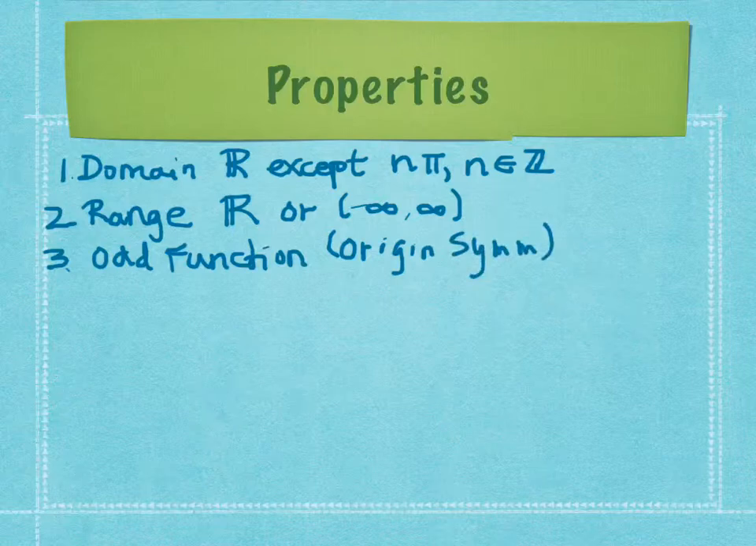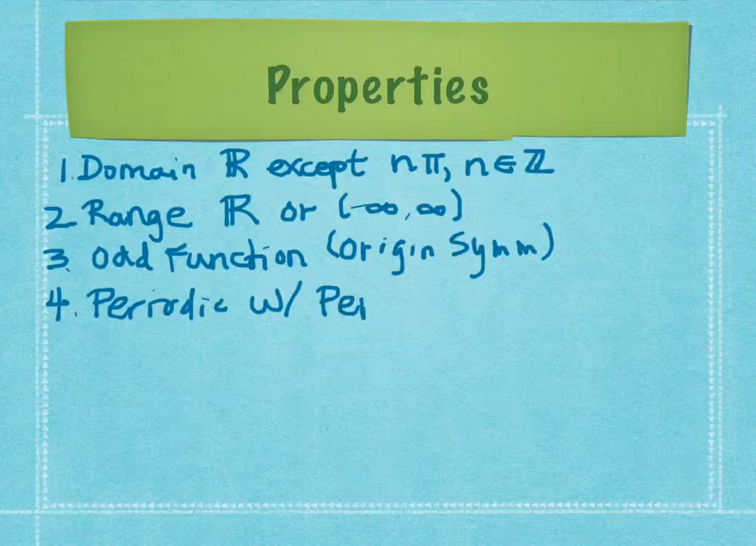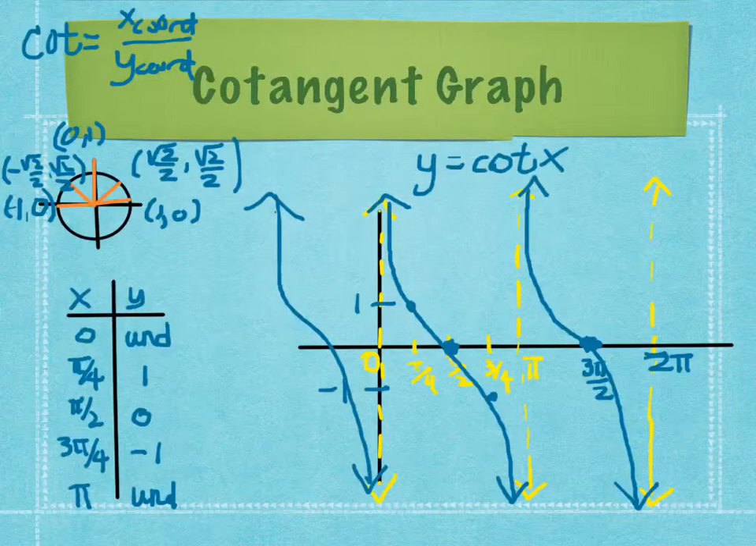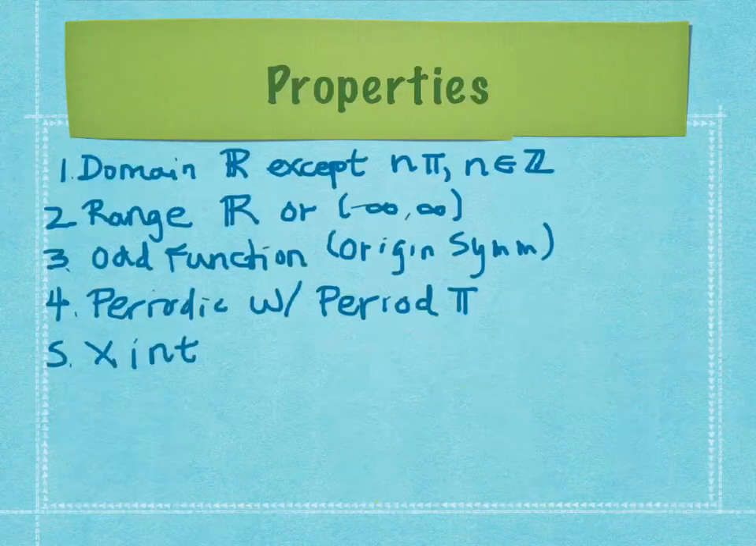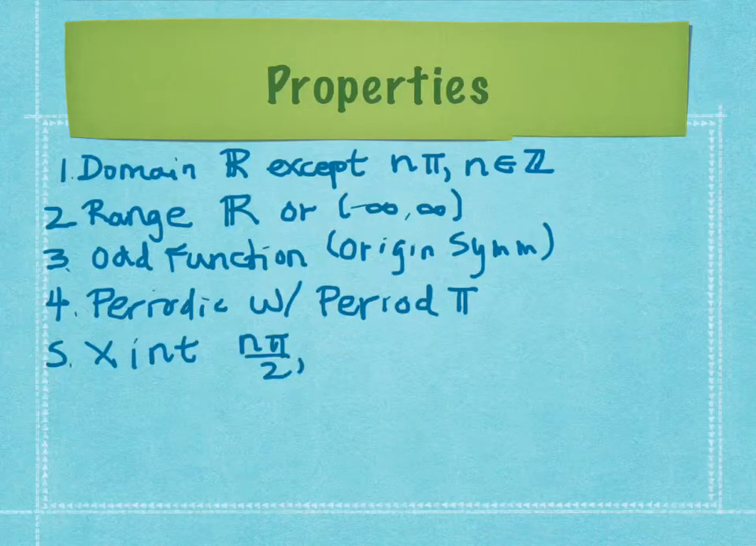All right, and then I've got number 4. Number 4 is that it's periodic, and it has a period of pi, so it's periodic with period pi. My x-intercepts are actually occurring at the pi halves values. So my x-intercepts are at n pi halves, where n is odd.